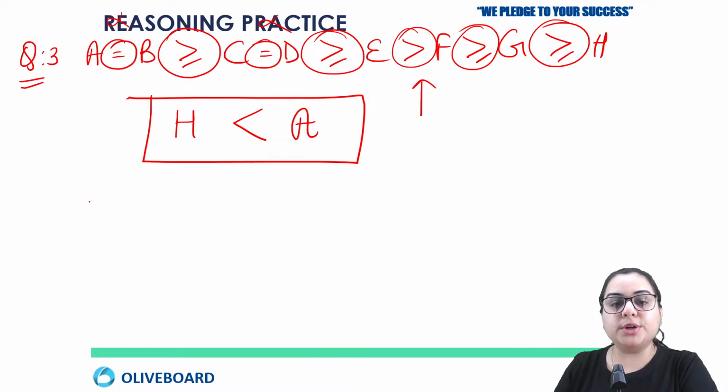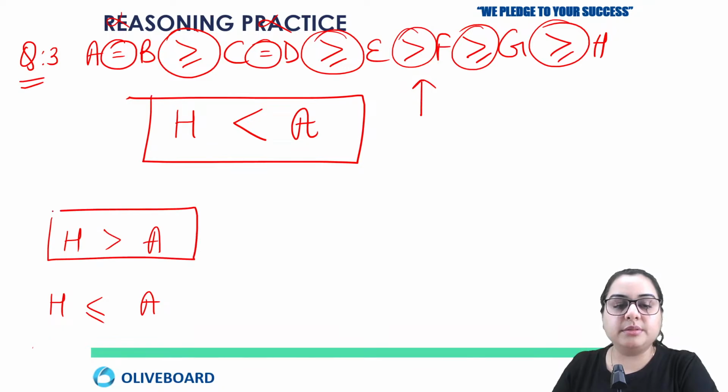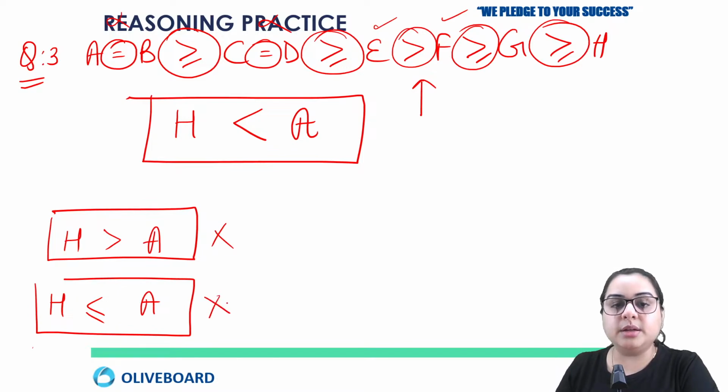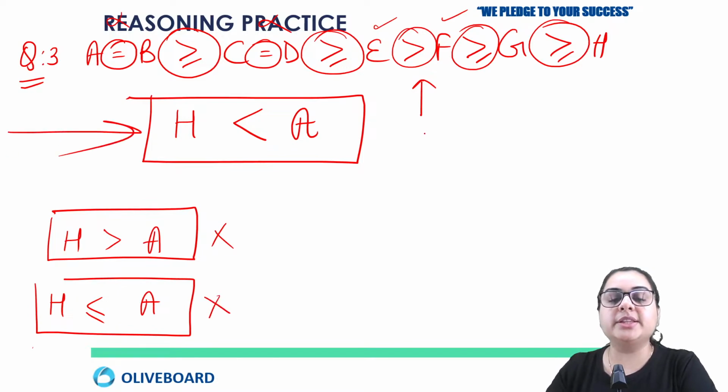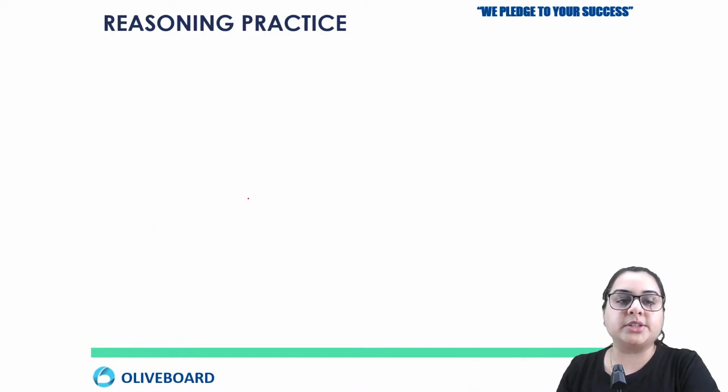What mistake you could have made here is that you could have answered either this or this. This is due to the mistake that you were not focusing on the variable, and this is due to the mistake that you didn't focus on the sign between E and F. So be very clear that the answer here is H is smaller than A, or we can say that A is greater than H. Okay, so now let's move on to the next question.